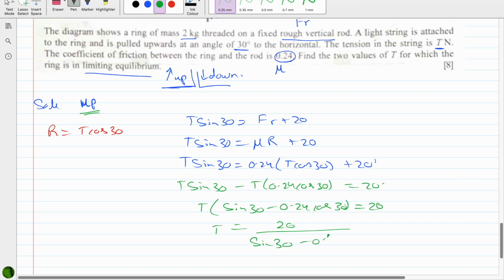Sine 30 minus 0.24 cos of 30, and the tension is 20 over sine 30 minus 0.24 cos of 30, and I'm getting 68.457, which is approximately equal to 68.5 newtons.